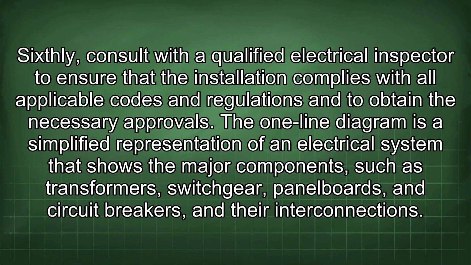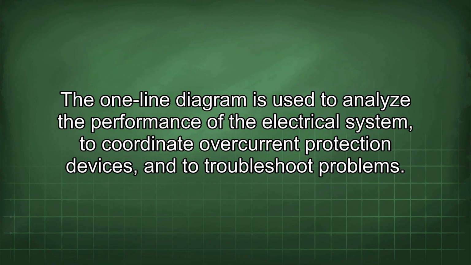The one-line diagram is a simplified representation of an electrical system that shows the major components, such as transformers, switchgear, panel boards, and circuit breakers, and their interconnections. The one-line diagram is used to analyze the performance of the electrical system, to coordinate overcurrent protection devices, and to troubleshoot problems.